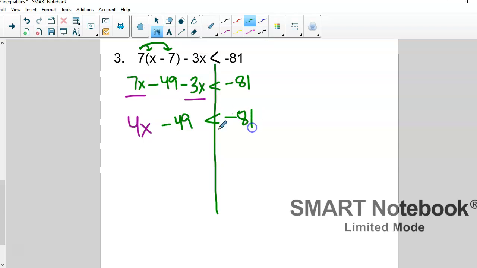All right, now we're going to try to isolate this variable, try to get the x by itself. So I'm going to add 49 to both sides. That's going to help us out because the 49s on the left side will cancel out. So now all we have here on the left is 4x. Lovely. And we still have our less than. Negative 81 plus 49. Let me see. I'm going to do some quick calculations here.